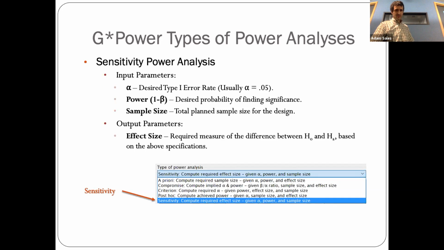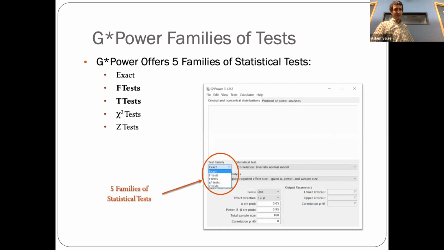So there are a lot of families of tests. There's exact tests and F-tests and T-tests and chi-squared tests and Z-tests, and you have to know which one to look at for the particular test you want, which is kind of annoying because you don't always know exactly what family it's in, but you can always just scroll through them and look at all the options. It takes a little bit of time.